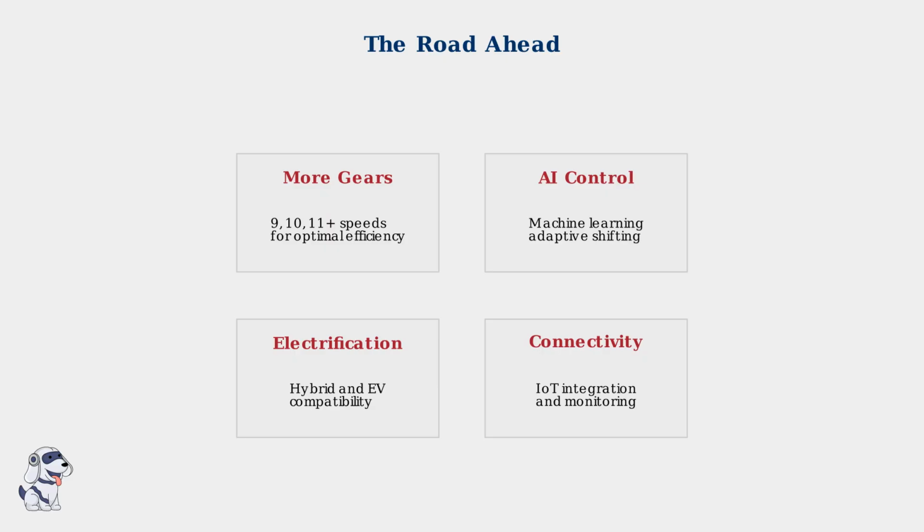we interact with our vehicles. The future of transmissions is not just about shifting gears, but about intelligent, integrated systems that enhance every aspect of the driving experience. Modern automatic transmissions like the 8HP series are no longer standalone components. They're becoming integral parts of sophisticated automotive technology ecosystems, connecting with autonomous driving systems and fleet management platforms.